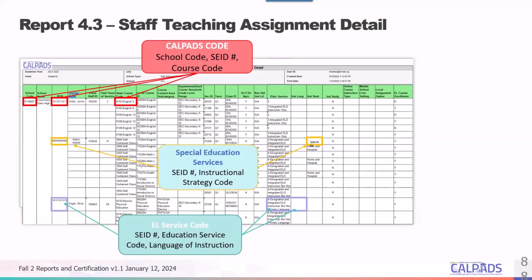And so you have report 4.3, staff teaching assignment detail. And so you can identify CalPADS code errors or examine them by identifying the teachers at the school. So you have the school and the teacher seed and the course that they are teaching or courses. And what we don't have represented is that teachers' authorizations and credentials, but your credentialing analysts should. And they should know whether or not Jimbo Jones is authorized to teach English.